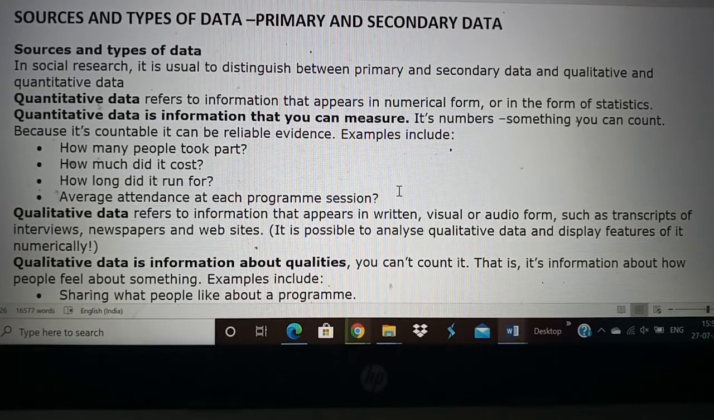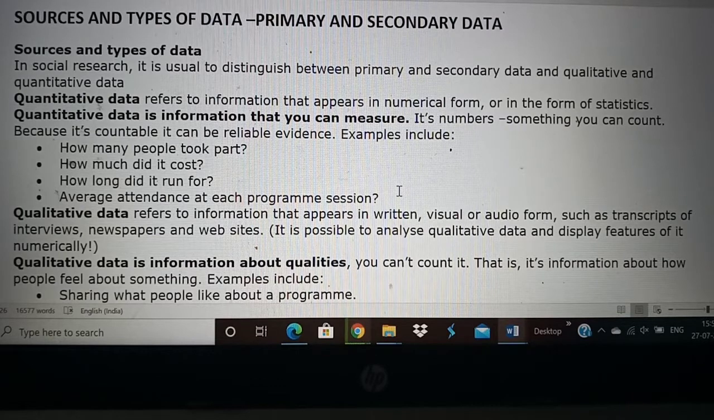Based on which type of research you're doing and what type of data you get, we can categorize the data types. So basically the main two ways in which you can differentiate or classify data are primary and secondary data, as well as qualitative and quantitative data. So qualitative, quantitative data, primary, secondary data.